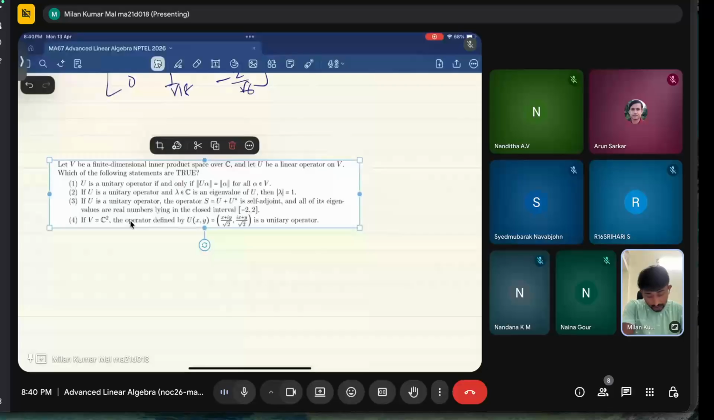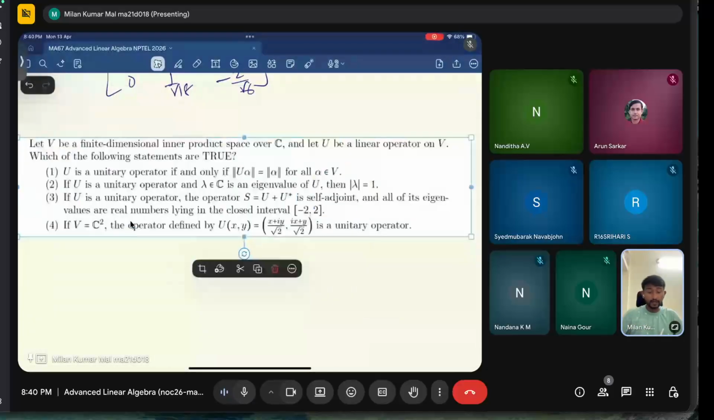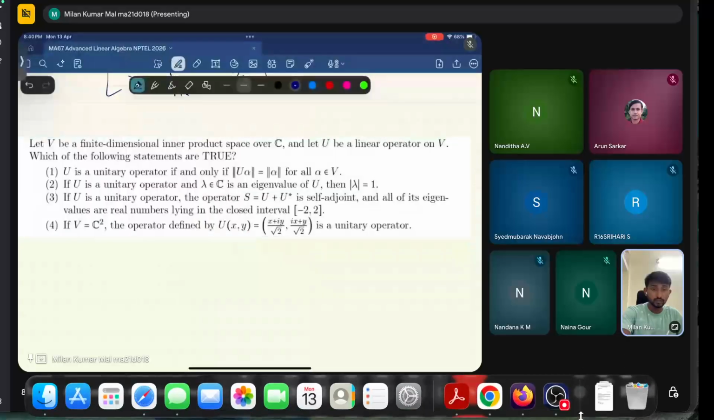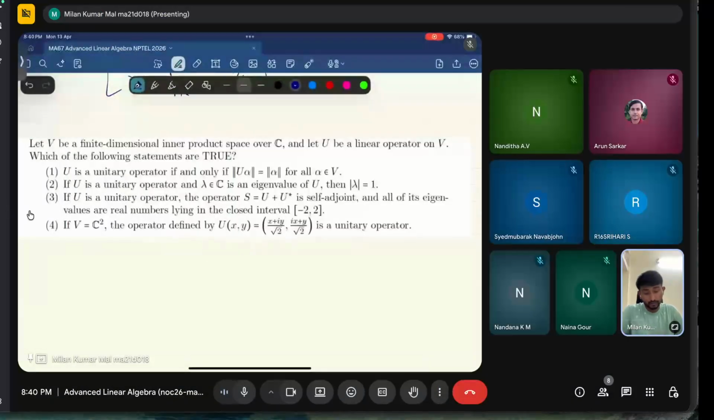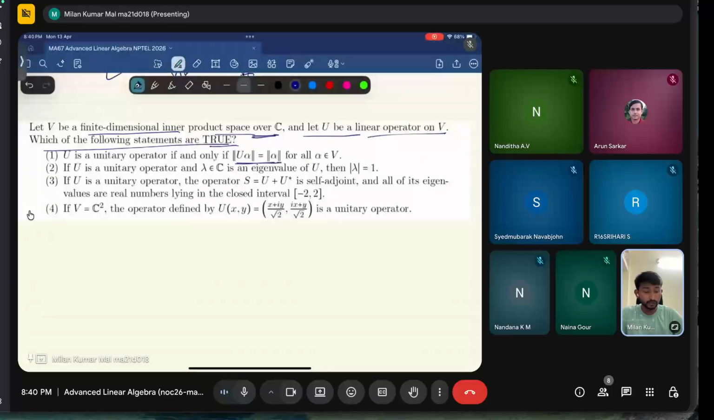Okay, so let's see, this is another problem. What this problem says: let V be a finite dimensional linear product space over C2. So C2 means two-tuple, finite dimensional linear product space over complex, and let U be a linear operator on V. Then which of the following statements is true? U is a unitary operator if and only if norm of U alpha is equal to norm of alpha for all alpha belonging to V. This is not true.